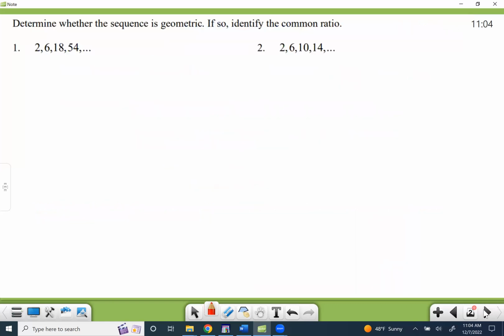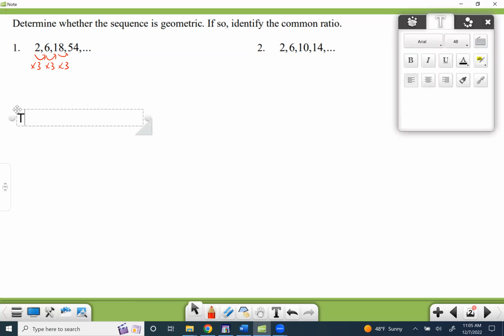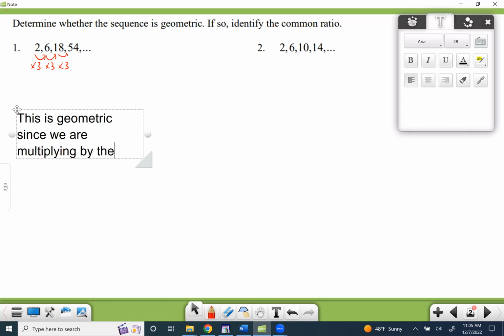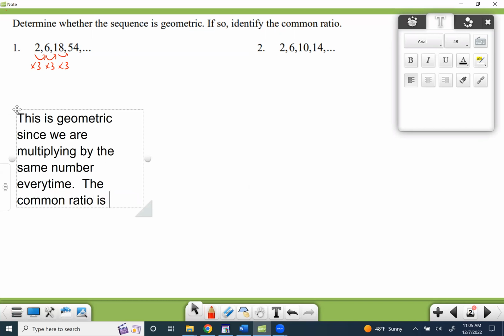All right, so it says determine whether the following sequence is geometric. So it looks like we multiplied by 3 to get from 2 to 6. It looks like we multiplied by 3 again. It looks like we multiplied by 3 again. So we're going to give this one the thumbs up, right? Okay. So this is geometric since we are multiplying by the same number every time. The common ratio is R equals 3. Okay.